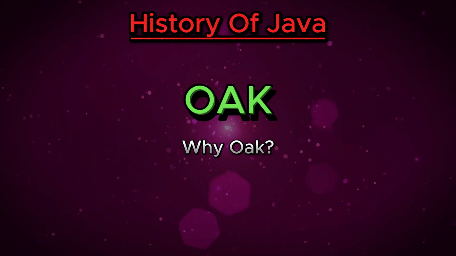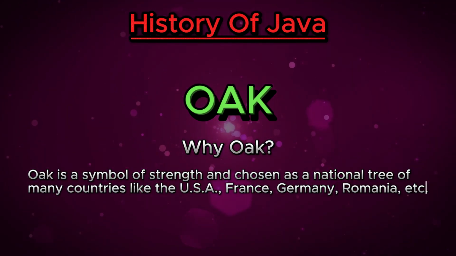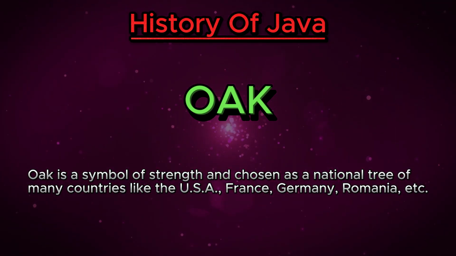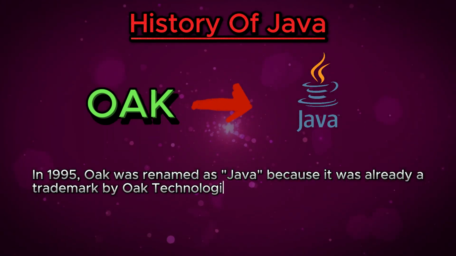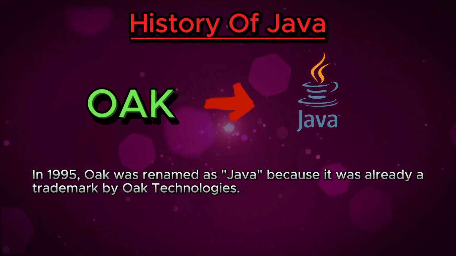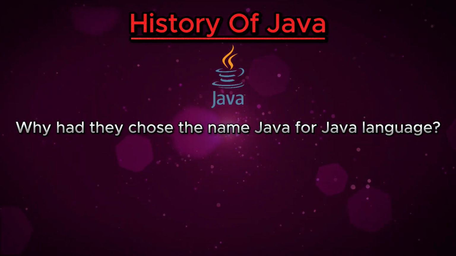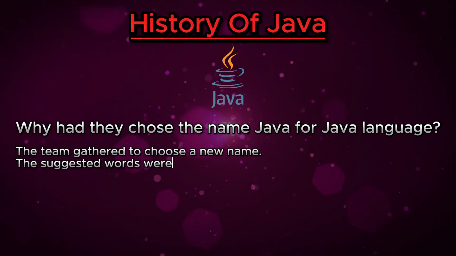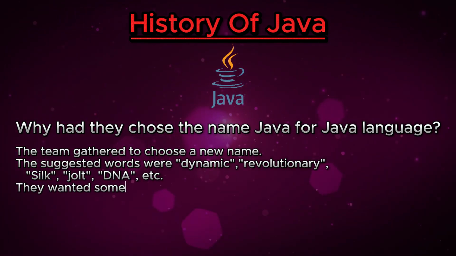Why Oak? Oak is a symbol of strength and was chosen as a national tree of many countries like the USA, France, Germany, Romania, etc. In 1995, Oak was renamed Java because Oak was already a trademark of Oak Technologies. Why did they choose the name Java for the Java language? The team gathered to choose a new name. The suggested words were dynamic, revolutionary, silk, jolt, DNA, etc.